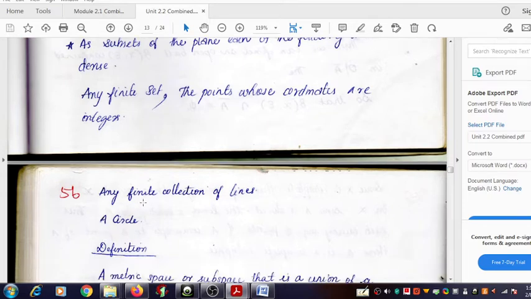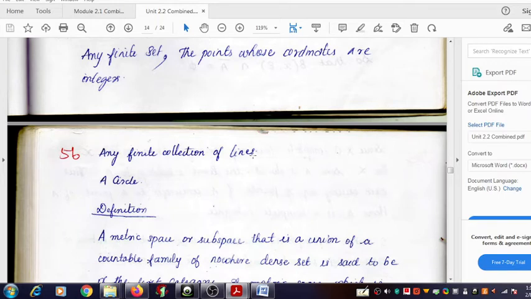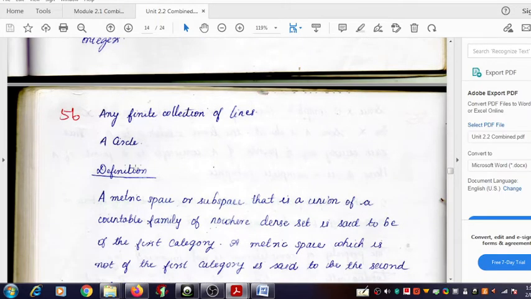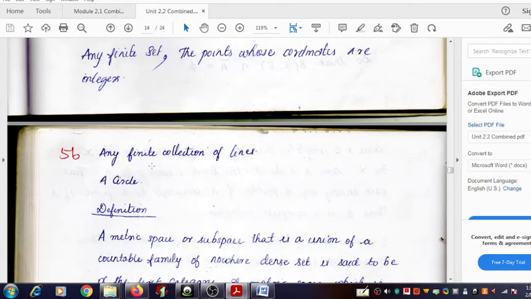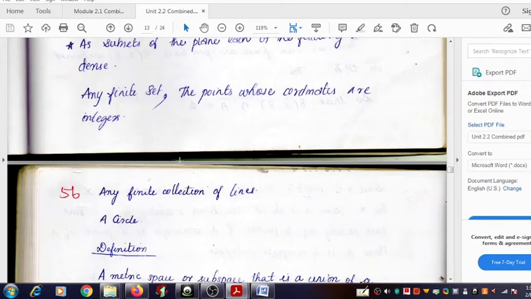Every finite collection of lines is nowhere dense. A circle is also nowhere dense. These are examples of nowhere dense sets. Some non-examples were also given.